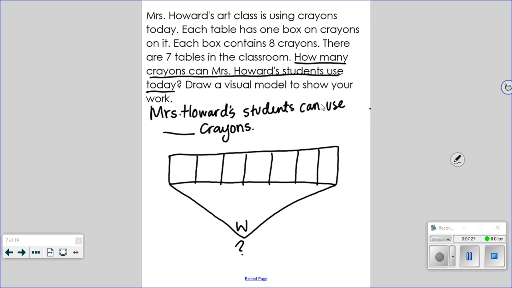Now what's going on those tables? I got those 7 tables. What do I do with them? Right? So what am I going to do with those tables?